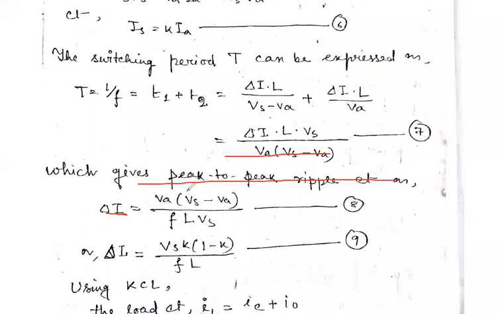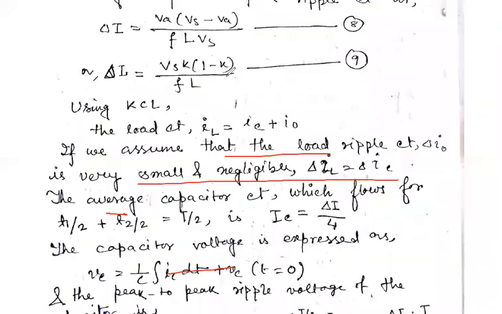From here we get the peak to peak ripple current as Va into (Vs minus Va) by Vs. Then we replace Va by kVs and get this value. Using the frequency, ΔI equals Vs into k into (1 minus k) by f L.